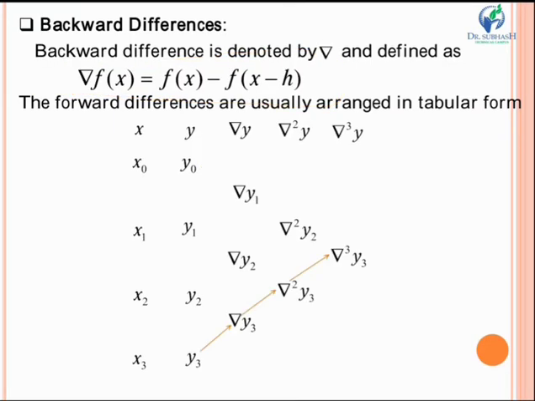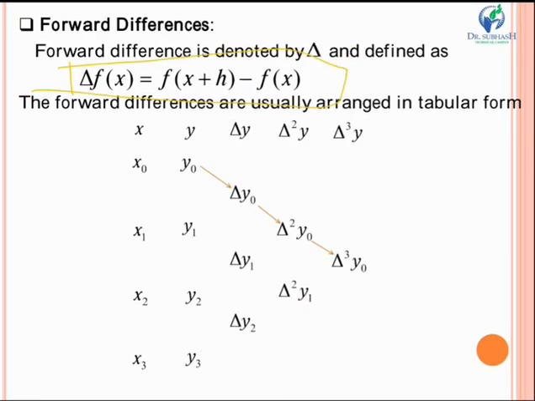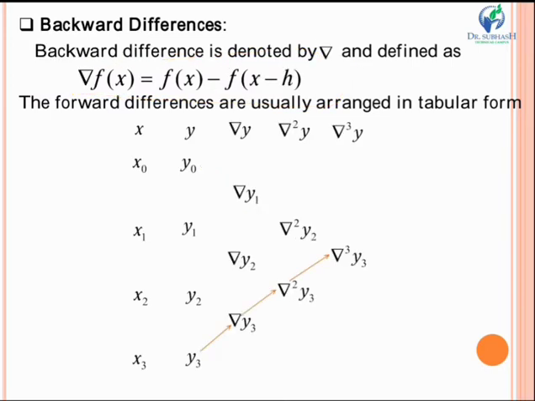Okay, same way we will move towards the backward formula. Backward difference is denoted by nabla, and the formula is nabla f(x) = f(x) - f(x - h). And see here, in the previous one you can see all the first values are y0. In the backward formula you can see here all the ending values are of the last term.